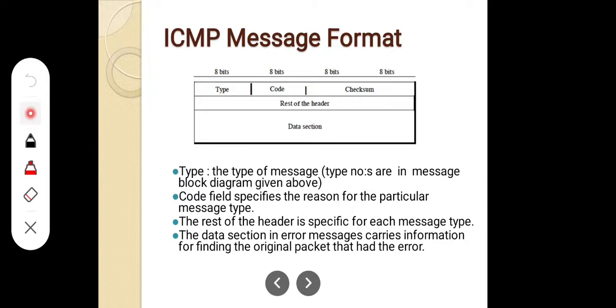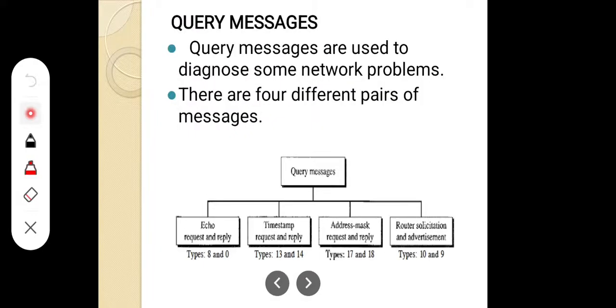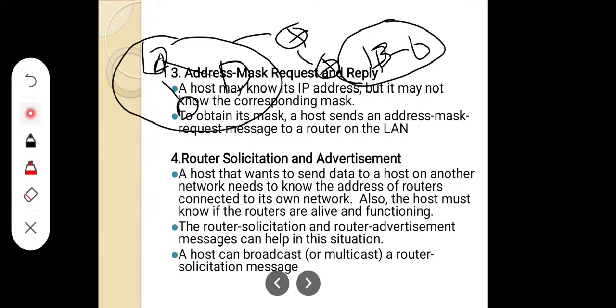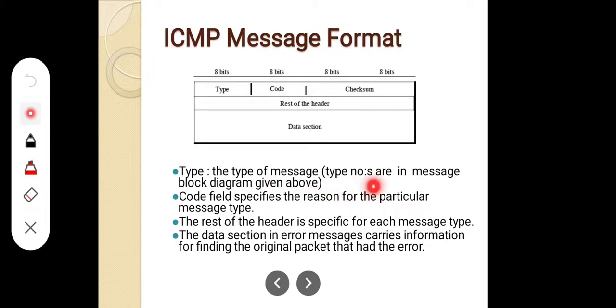Now this is the ICMP message format. This is the packet format for ICMP. The ICMP message is sent in this format. The type we have already discussed, and the type names are already written here. Type 8, type 0, type 13. If it is echo request and reply, it is type 8 and 0. If it is timestamp, it is 13 or 14. Clear? The type numbers are in the message block diagram given above.